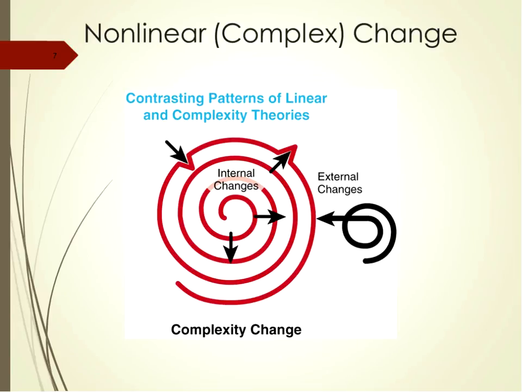The second type of change is nonlinear or complex change. Think back to the figure of this change. The interchange between what is happening within the organization with what is happening external to the organization shapes both changes. For example, think back to the example I gave about the hospital expansion program. I said the community had bought into the change because they saw the end result.